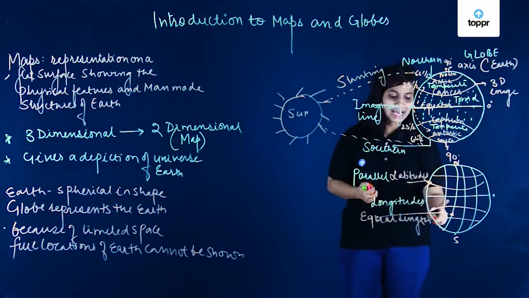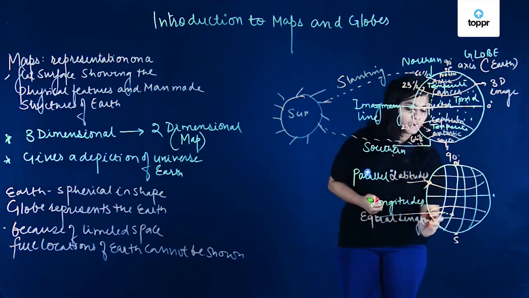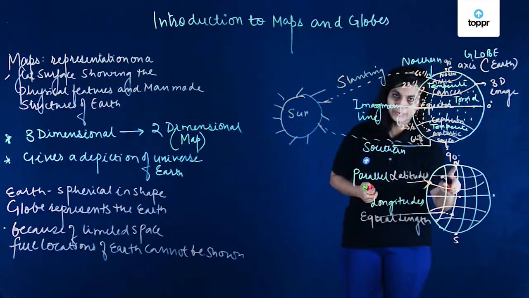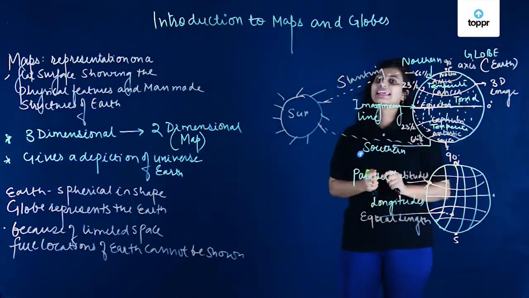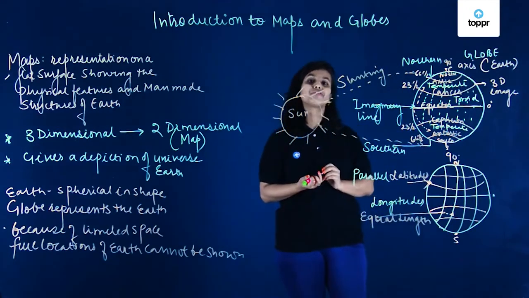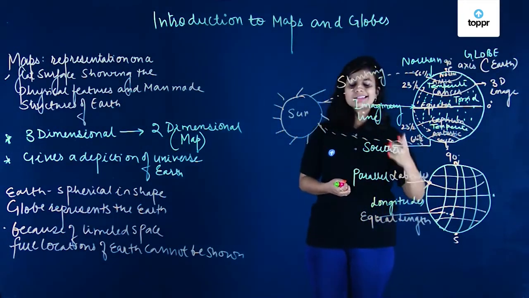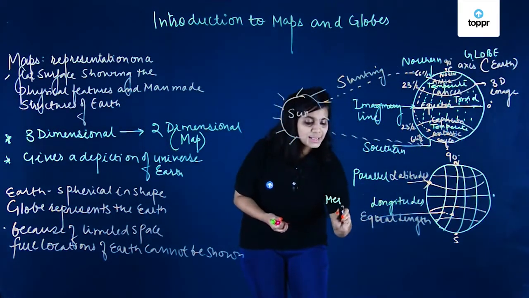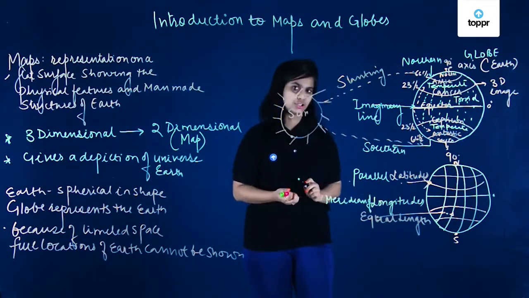Now students, with longitudes, another thing I want to tell you. First of all, they are of equal distances. Whenever they meet at the North Pole or the South Pole, they merge together here, so all become zero here. And they are of equal length. But this is not the case with latitudes. They are not of equal length. It's important to know the latitudes and longitudes, which are known as meridians of longitude or parallel latitudes.